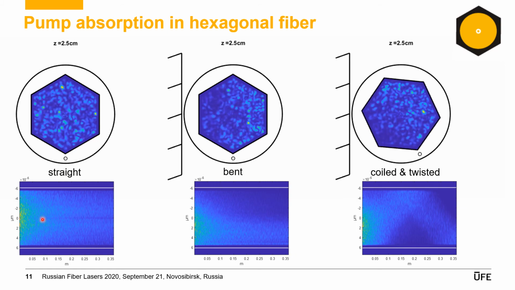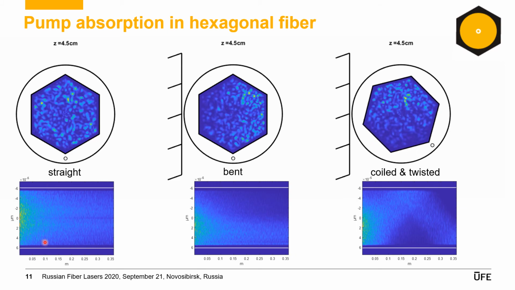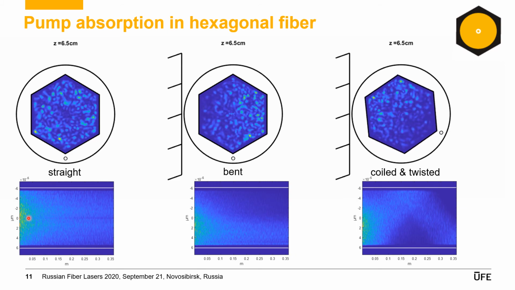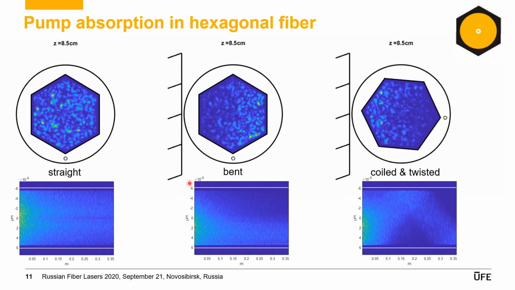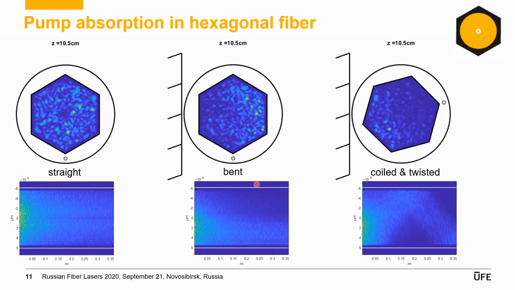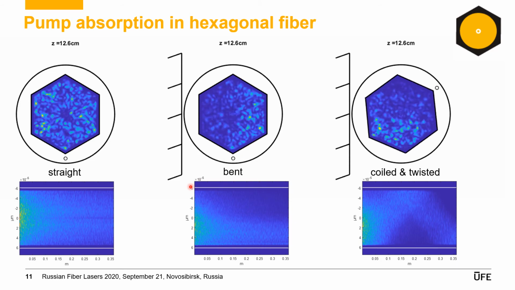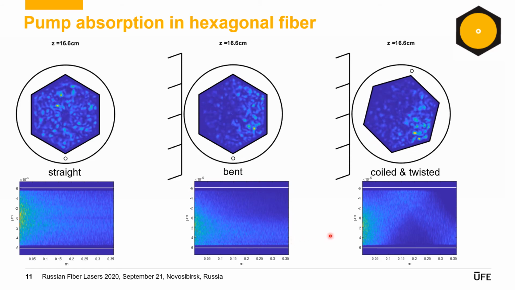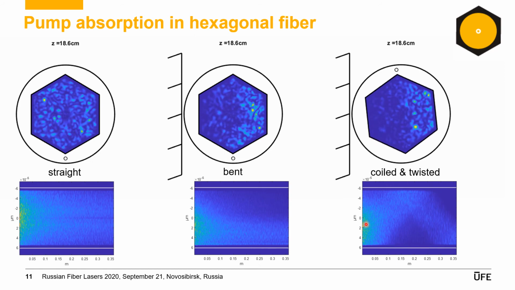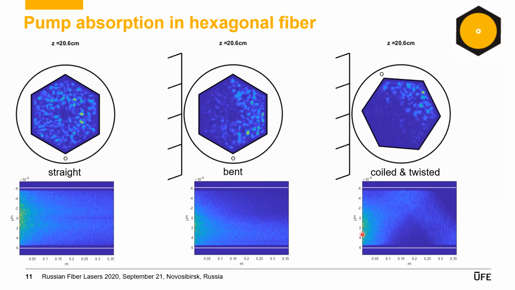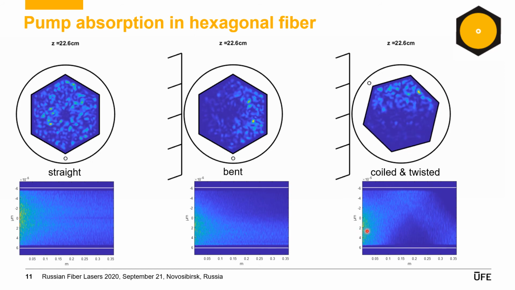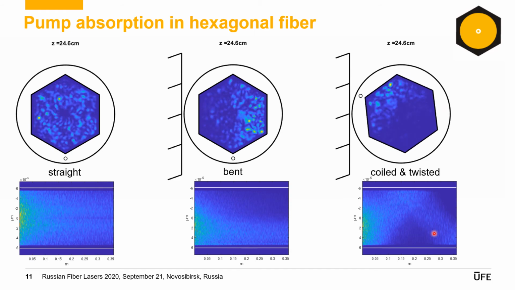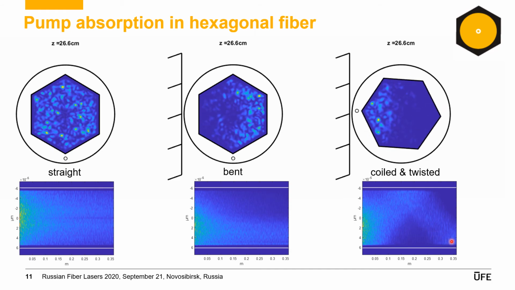In the straight fiber, pump is spread over the whole cross-section, and you can see the blue line in the middle. In the case of the bent fiber, the pump is squeezed to the outer edge of the fiber, and in the case of coiled and twisted fiber, again the pump is squeezed to the edge of the fiber, but it traverses through the core as it goes down the fiber.